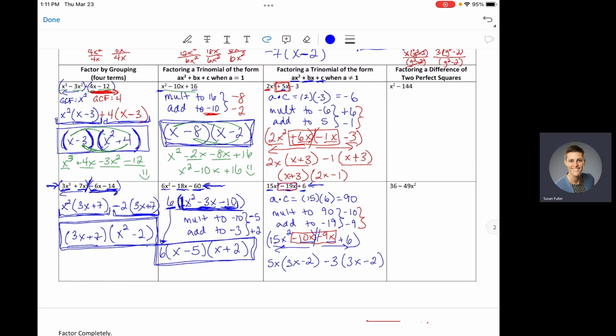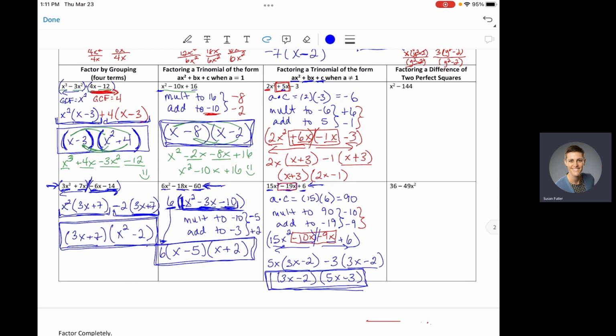Because a negative 9x divided by negative 3 gives me positive 3x. A positive 6 divided by negative 3 gives me a negative 2. I have a matching factor. Take it out front. 3x minus 2. Start my parentheses. When I take that out of each piece, I get 5x minus 3. I've got thing 1 times thing 2. I am factored. And again, you can always check this with the FOIL process of multiplying it all out.